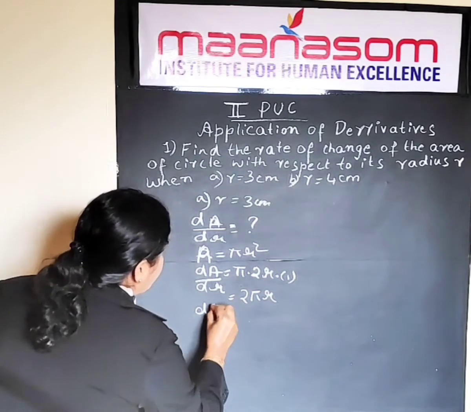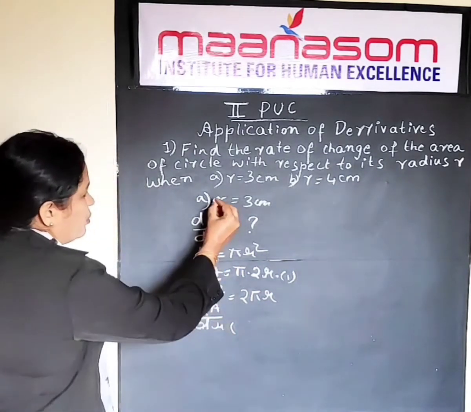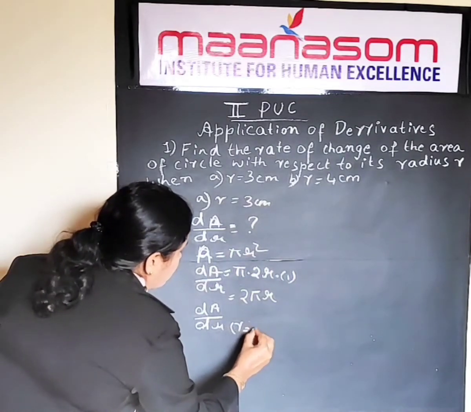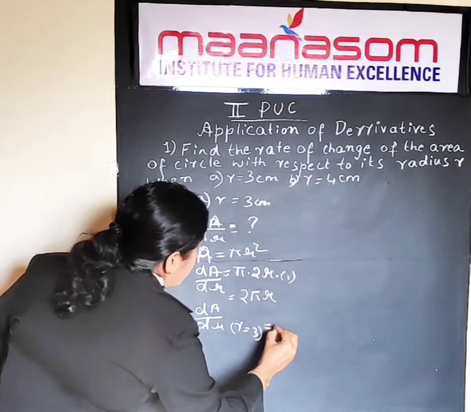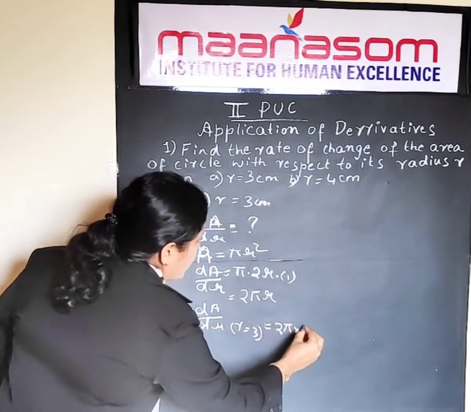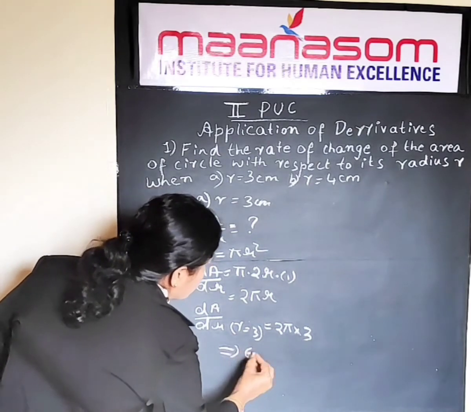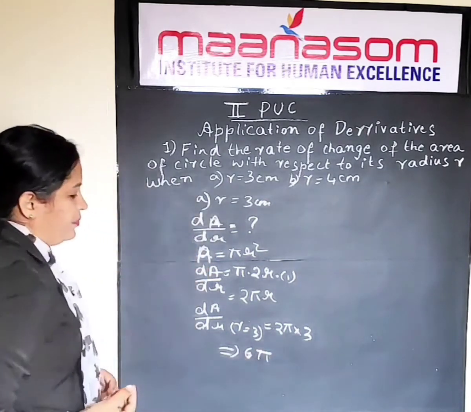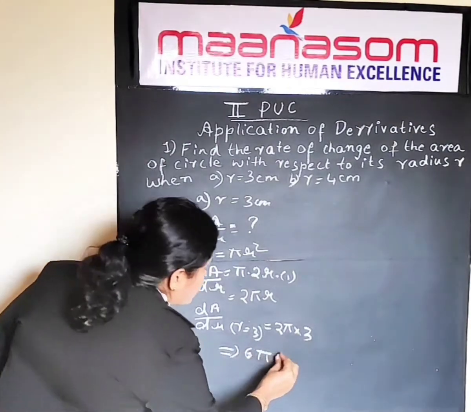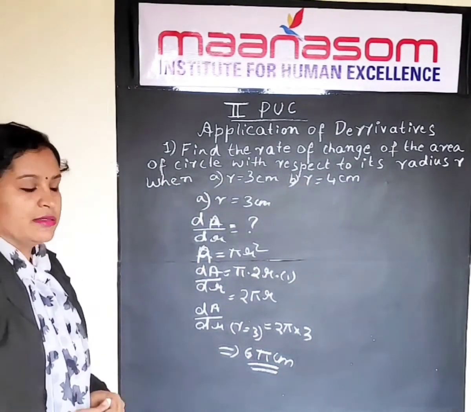Now let us find dA by dr at r is equal to 3 cm. So this will be 2 pi into r, and r is 3 here. So dA by dr will be 6 pi centimeter. So 6 pi centimeter is the answer.